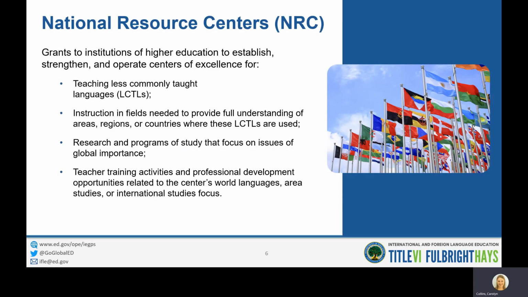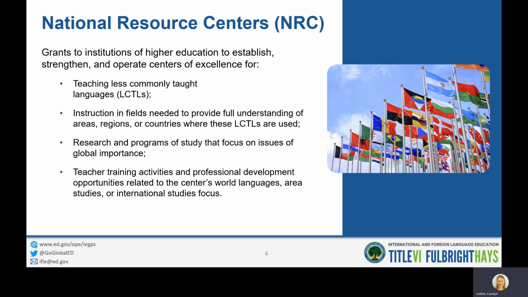The first program, and really the reason it's first is it's sort of the flagship Title VI program, is the National Resource Centers, or NRC program. This program provides grants to institutions of higher education to establish, strengthen, and operate centers of excellence. Those centers of excellence do a wide variety of things, including but not limited to teaching less commonly taught languages, or LCTLs. Those are any language other than Spanish, French, and German. They also provide instruction in fields needed to provide full understanding of areas, regions, or countries where those less commonly taught languages are used.